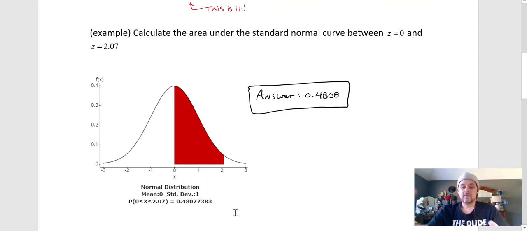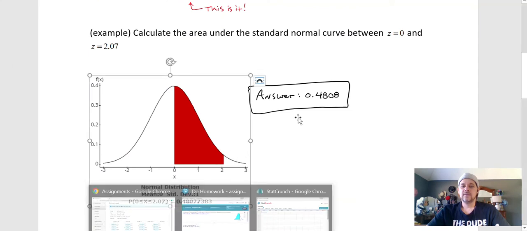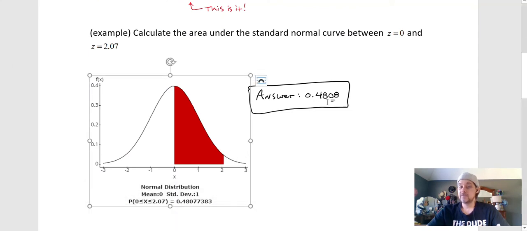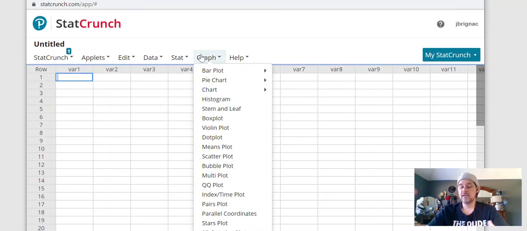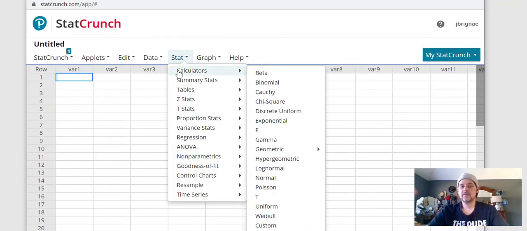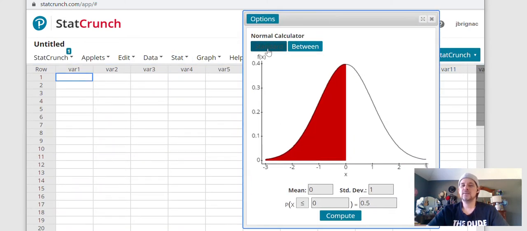Let me show you how to do this calculation. I'm getting that it's going to be 0.4808. How I got the calculation is I again go to StatCrunch, I go to Stat, Calculators, Normal, and then, remember, the wording was a little bit different. It said we want to be between, like, what's the area between 0 and 2.07?